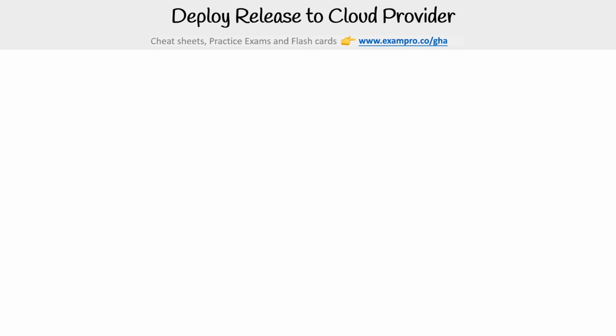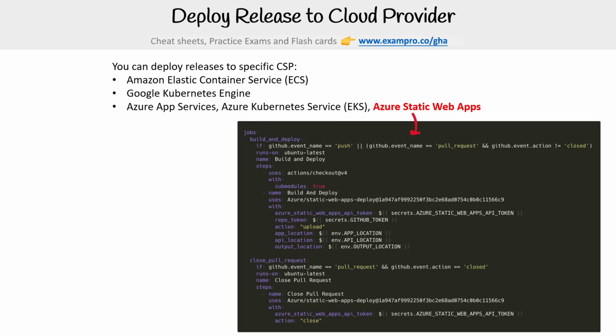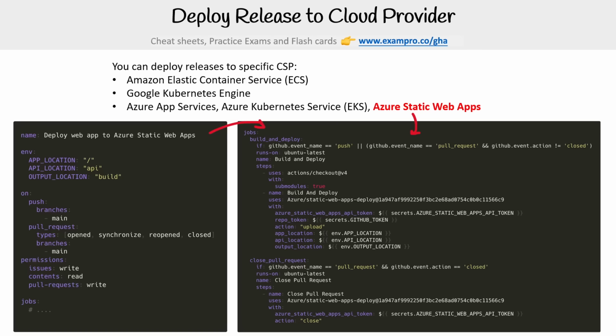Hey, this is Andrew Brown. We're looking at how you deploy a release to a cloud provider. So you can specify releases out to specific cloud service providers with GitHub. They have a few. They have Amazon Elastic Container Service, Google's Kubernetes Engine, and then quite a few Azure services, which makes sense because GitHub is owned by Microsoft, so they're going to have the most synergies for them. And this example in particular is showing you for a static web app.